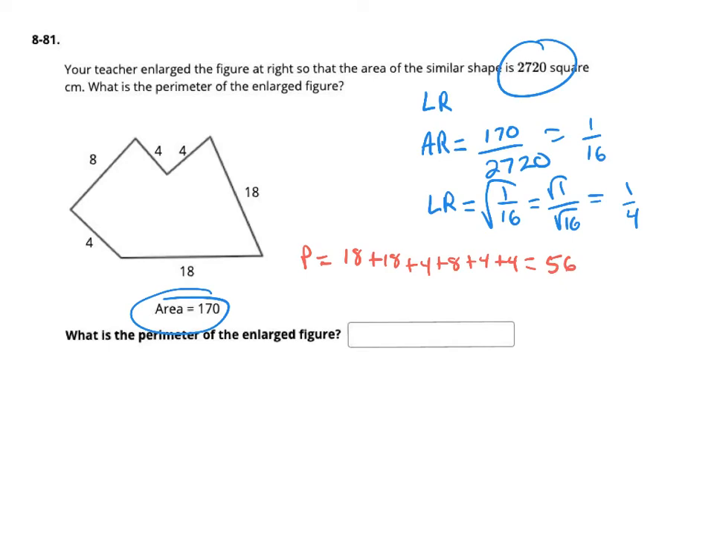So when I set up my proportion, I used my linear ratio, which is 1 over 4, and set that equal to the small shape's perimeter of 56 over the large shape. This is the new one that I made. So when I cross multiply, I get that x is equal to 224. That will be the perimeter of my new shape.